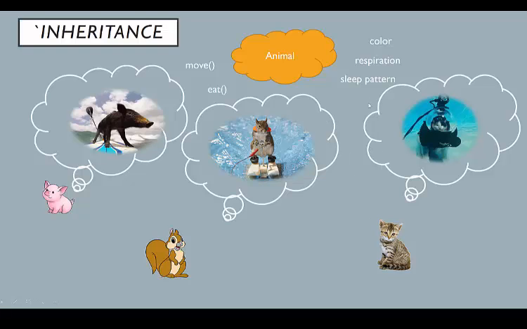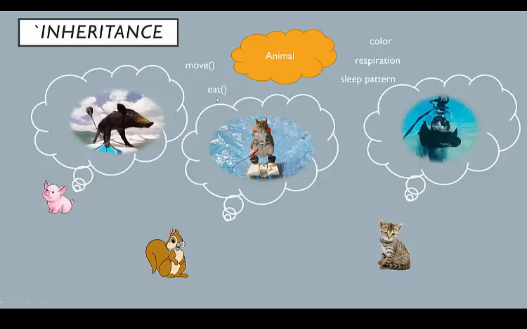So the cat inherits all of these properties and methods, and then might also include its own methods that would be unique to the cat. For example, uses a litter box, or the pig that lives in the mud, the things that make them distinctive. So you would write a class for the pig that has properties and methods that are specific to the pig, or properties and methods specific to the squirrel.